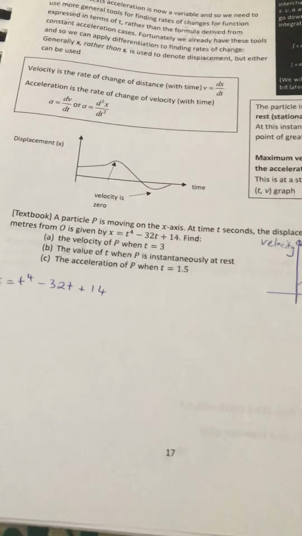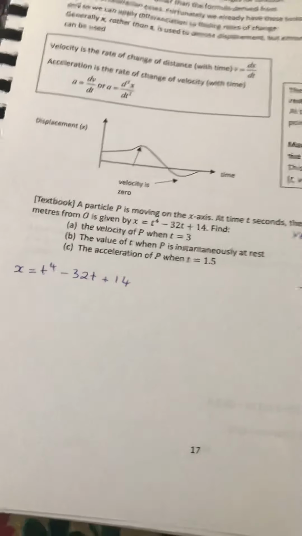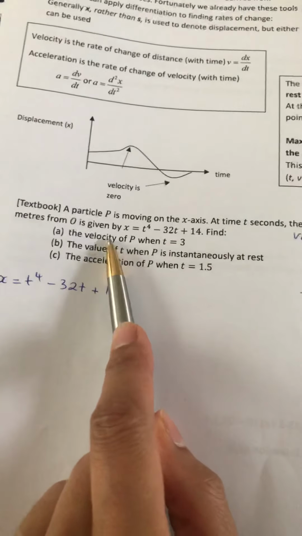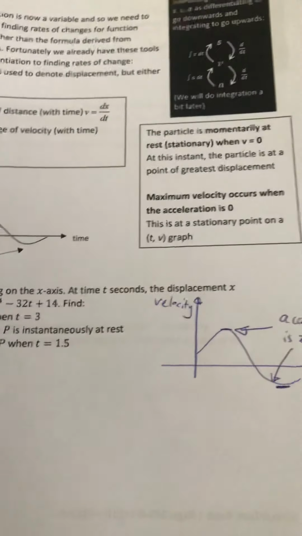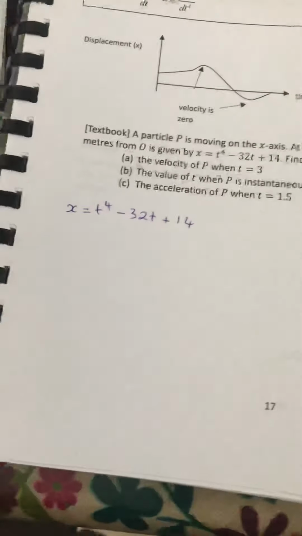Find the velocity of P when t equals 3. So I have got the displacement in terms of t, and I want the velocity. Okay, so I know, you guys have got this, haven't you? That if I differentiate, I get velocity. Okay, so what I'm going to do is I'm going to differentiate that.